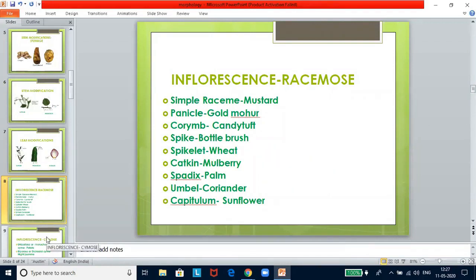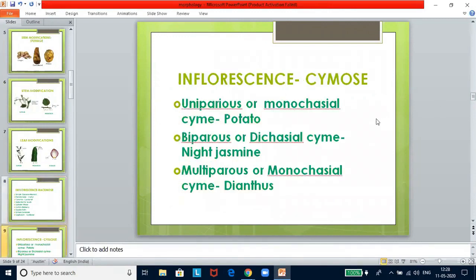So I move on to the next slide. In cymose inflorescence, uniparous or monochasial cyme is seen in potato, biparous or dichasial cyme is seen in night jasmine, and multiparous or polychasial cyme is seen in dianthus.